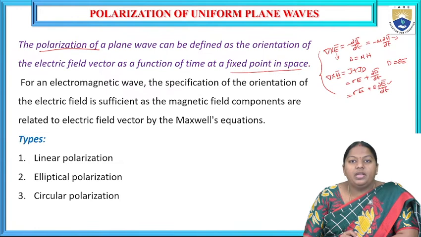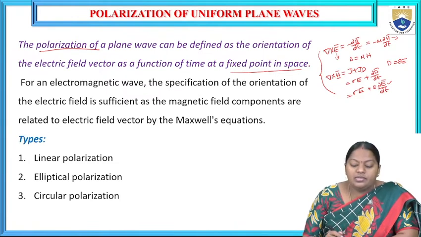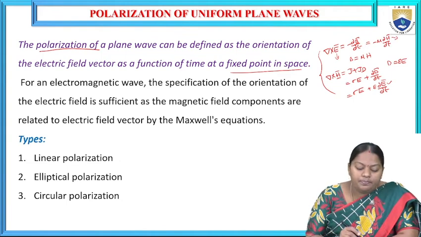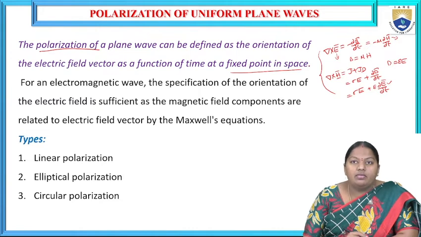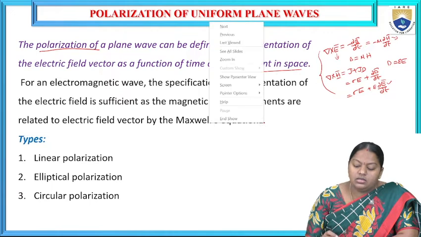From the definition, the polarization of a uniform plane wave is the orientation of the electric field vector as a function of time at a fixed point in space. For an electromagnetic wave, the specification of the orientation of the electric field is sufficient, as the magnetic field components are related to the electric field vectors by Maxwell's equations. That's why in the polarization case we consider only the orientation of the electric field vector.